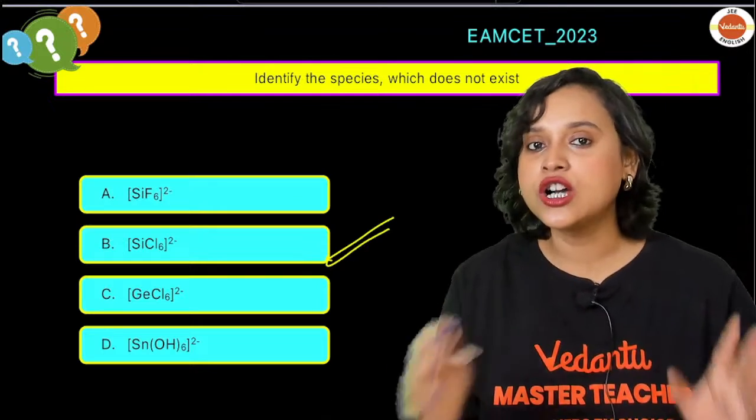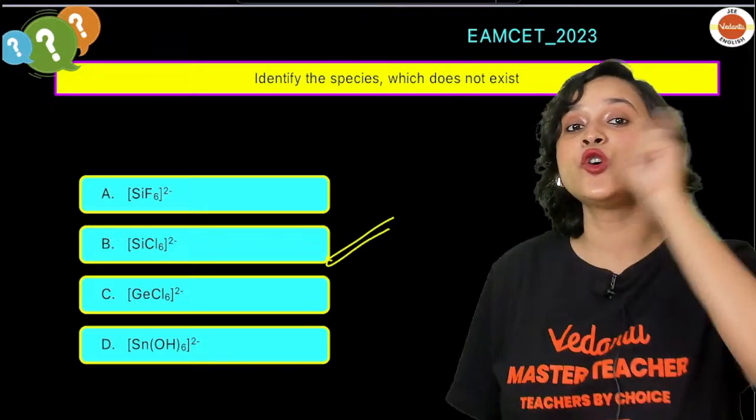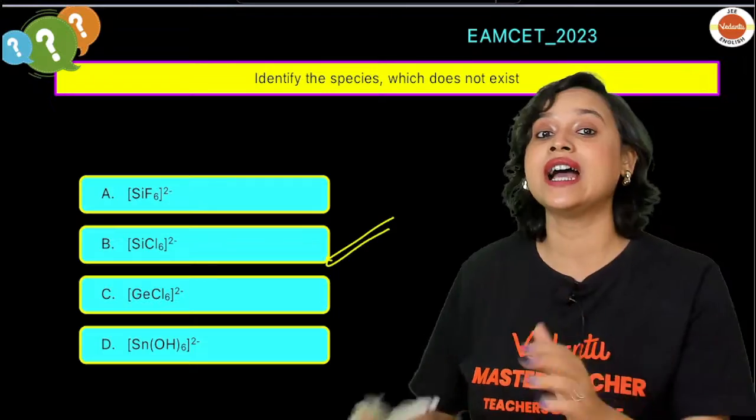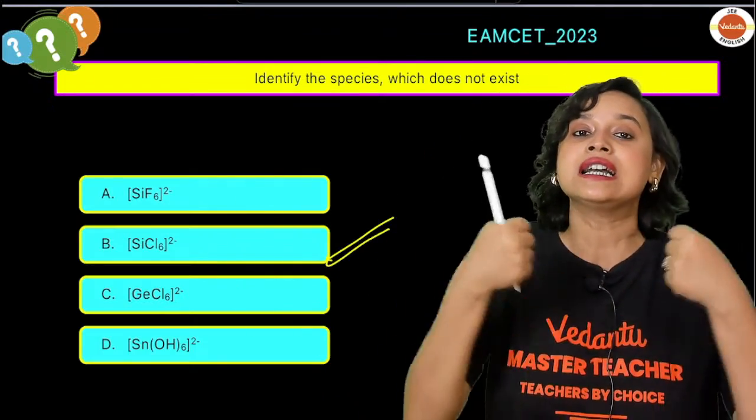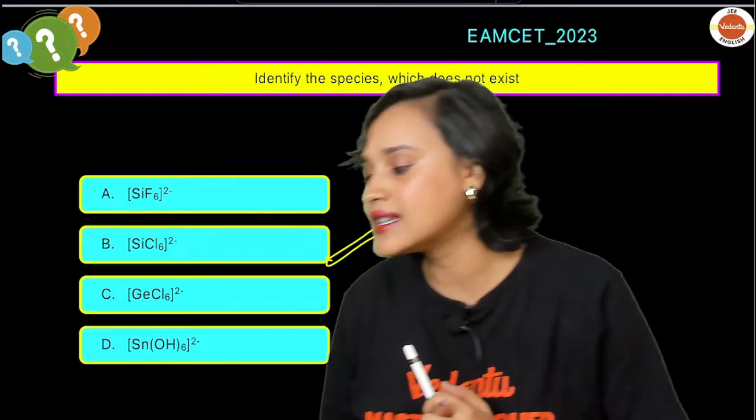Because when you compare, SiF6, with 6 fluorine atoms, they can surround the silicon atom, but 6 chlorine atoms are bigger in size and will not be able to be there. They will repel each other and that compound will be unstable.